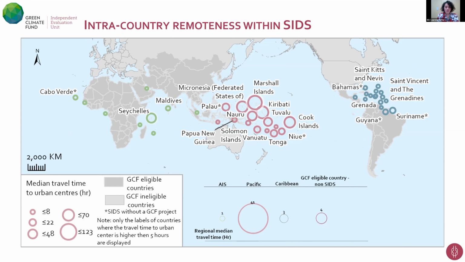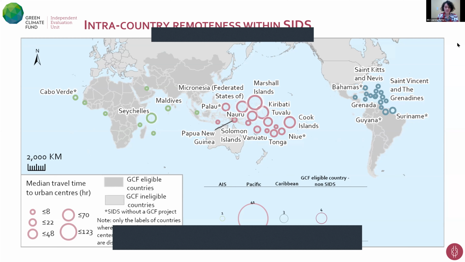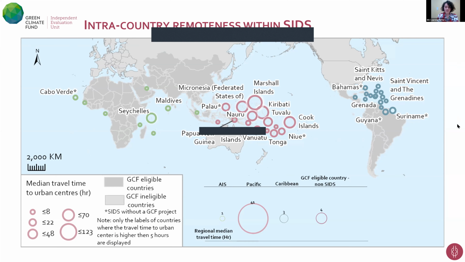The map in front of you shows the median travel time to the urban center in the 14 GCF eligible SIDS, with a proportion circle which varies according to the travel time to the urban center. The longer the travel time to the urban center is, the larger the circle is. We can see from the map that countries in the Pacific region have overall longer travel time to the respective most accessible urban center, with a median of 41 hours. In contrast, in other countries, such as in the ACE or Caribbean region, the median travel time to an urban city is less than 3 hours.